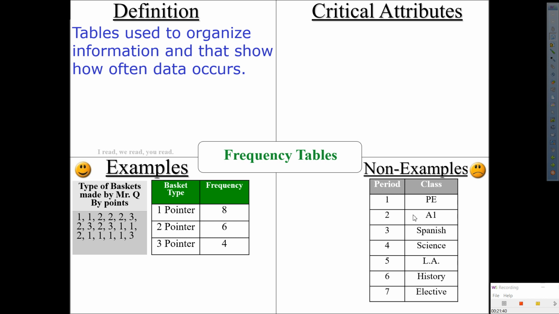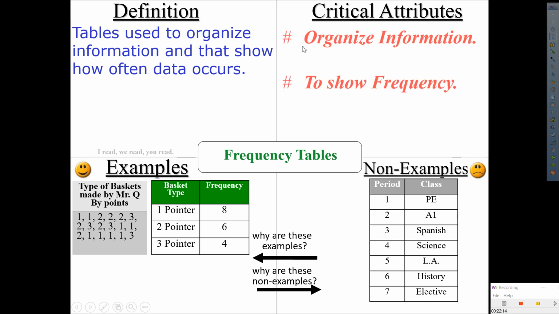So copy that, please. And for the sake of time, I'm going to give you the 2 hashtags. What makes a frequency table a frequency table? Hashtag, it is to organize information and to show frequency. Hashtag to organize information and hashtag to show frequency. Should be on your screen. All right, pretty good, yes? All right, so frequency tables, students. Okay, I think we got it.